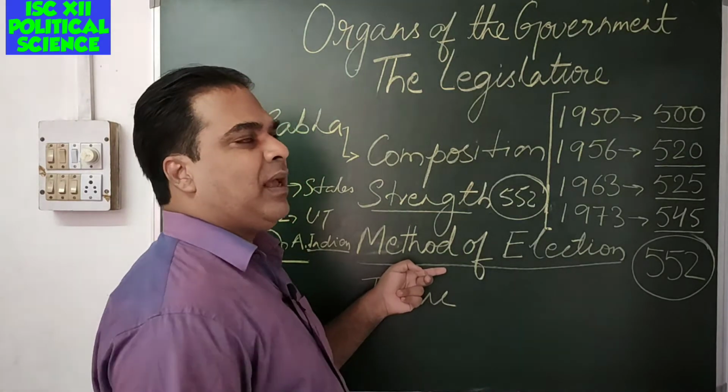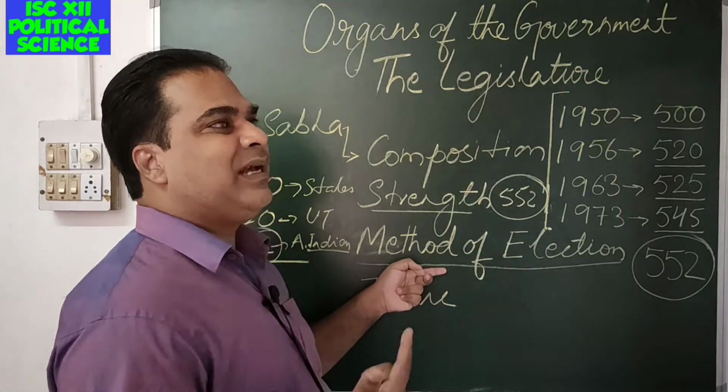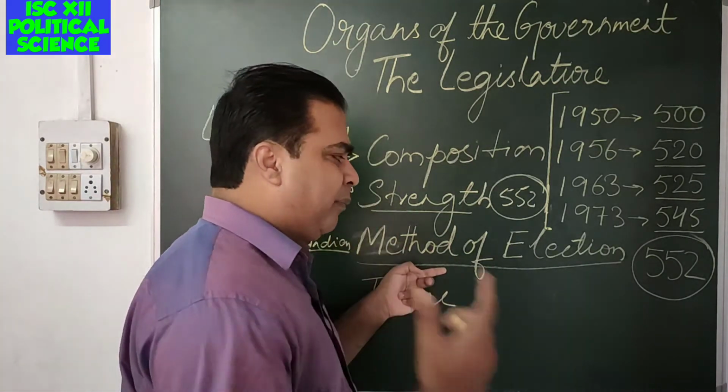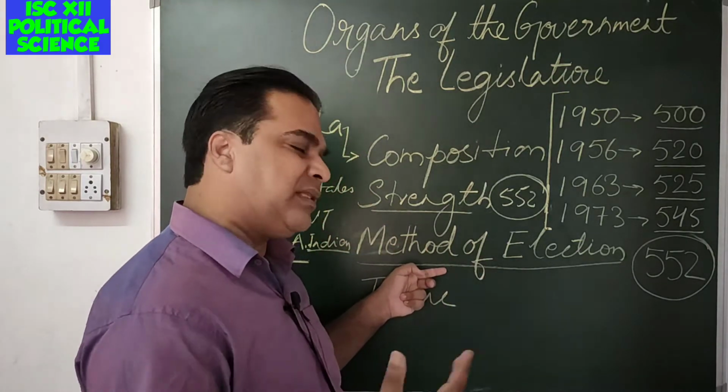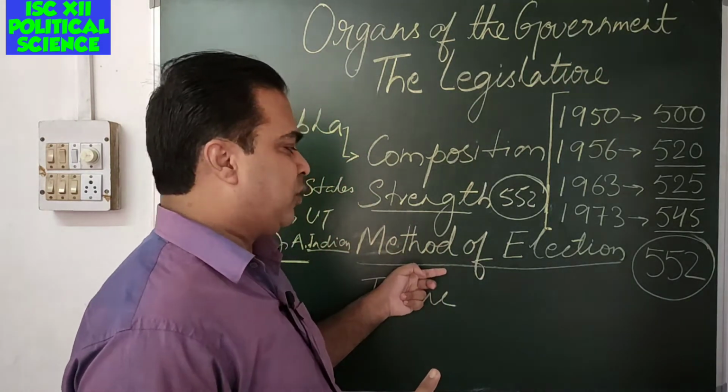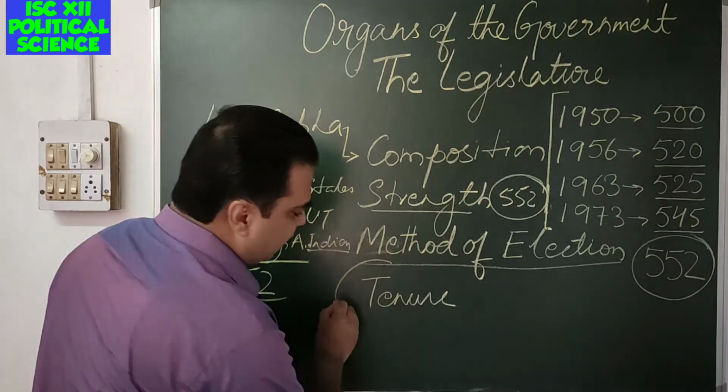Elections to the Lok Sabha are held directly. People who have attained the age of 18 and above, whose names are written in the voter list, can be given the right to vote. Okay. Now the next one is tenure.